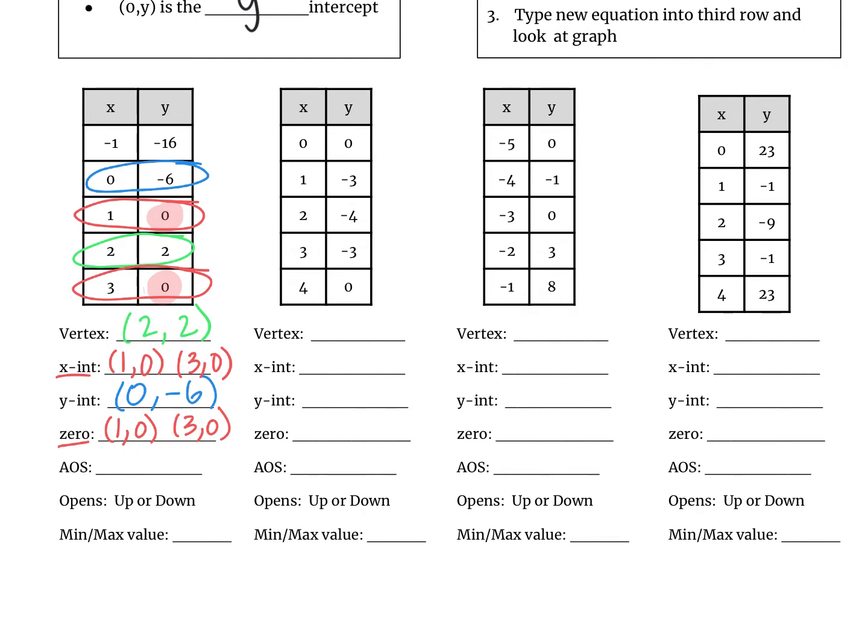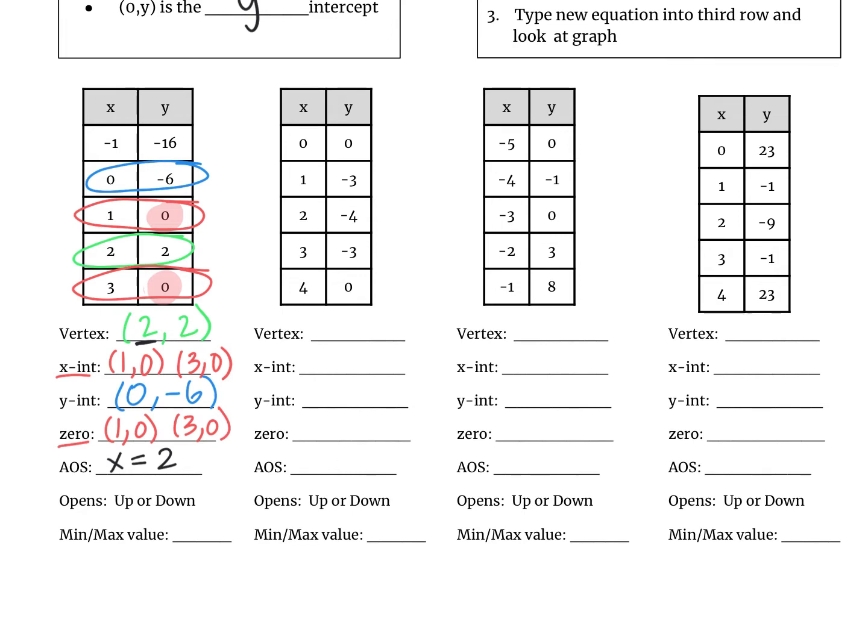Next, we have our axis of symmetry. So on a graph, we would look where that line cuts the parabola in half. And remember, that line always goes through the vertex. We know it's an x equals equation. And we know it goes through the vertex. So we look at what the x value of our vertex is. The x value of our vertex is 2. So the axis of symmetry is x equals 2.